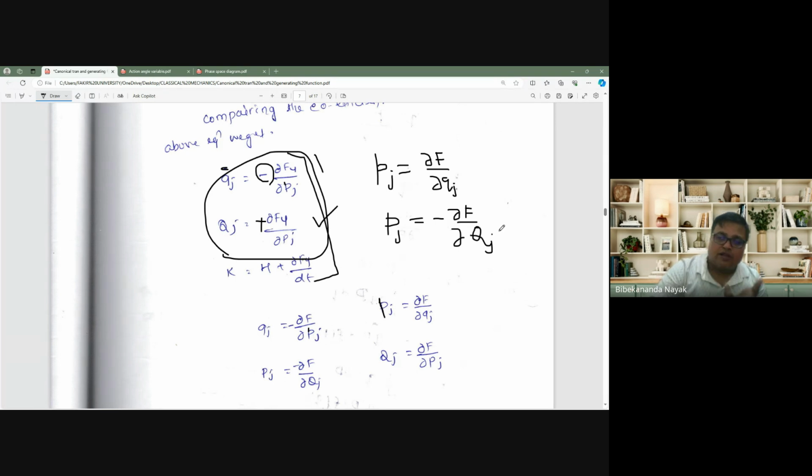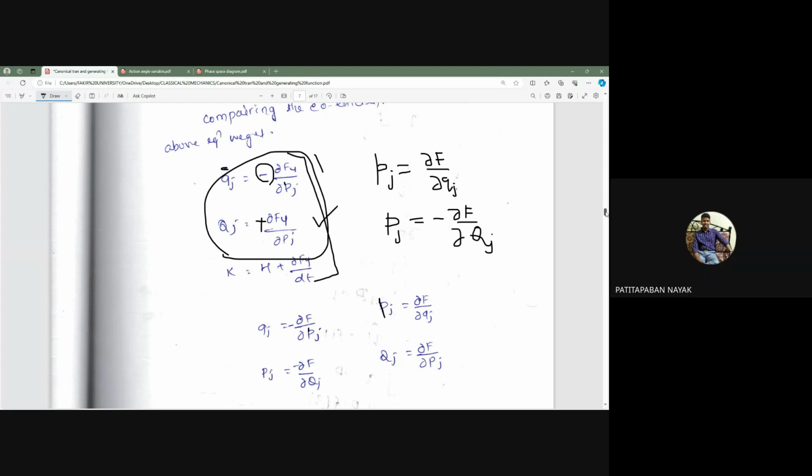I have to remember these four generating functions. Any doubt? Using these relationships, how can we find the generating function?